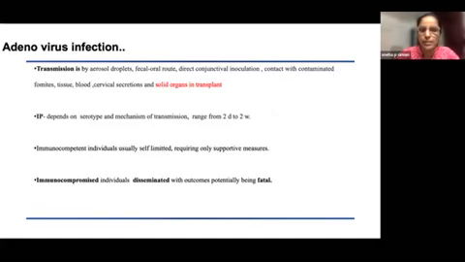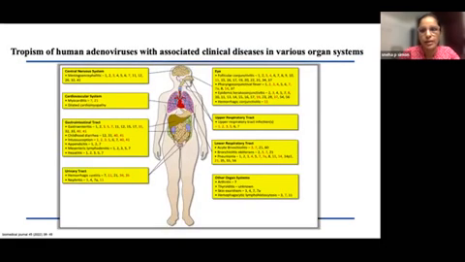Transmission is by aerosol droplets, fecal-oral route, direct conjunctival inoculation, contact with contaminated fomites, tissue, blood, cervical secretions, and solid organs in transplant. The incubation period depends upon the serotype and the mechanism of transmission. It can range from 2 days to 2 weeks. In an immunocompetent individual, it is usually self-limited, requiring only supportive measures. In immunocompromised individuals, it can be disseminated, with disease being fatal.